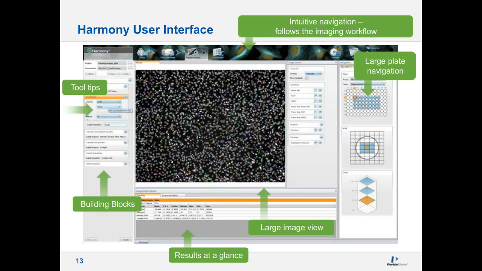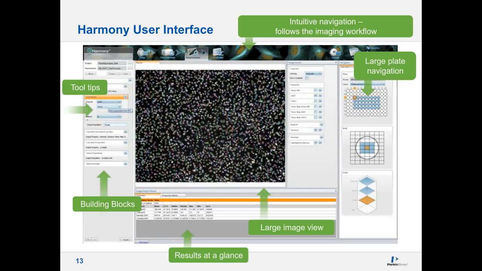It's a workflow-oriented interface. It starts with setting up your experiment, running your experiment, setting up your image analysis, and finally looking at the evaluation. For example, EC50 curves. You always set up your experiment or your analysis on the left-hand side. You see your results at a glance at the lower bottom end, and you navigate through images and stacks on the right side of the window.